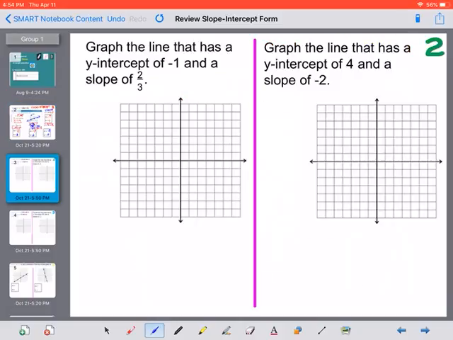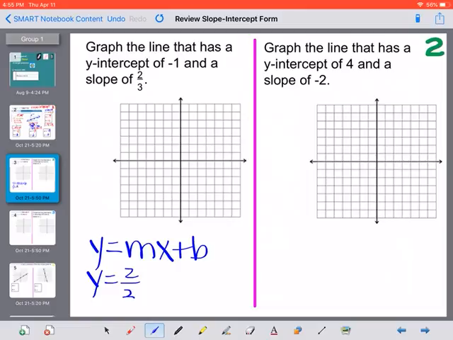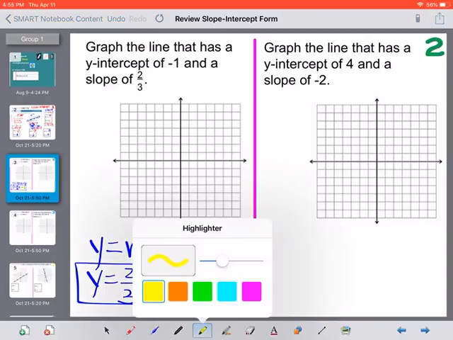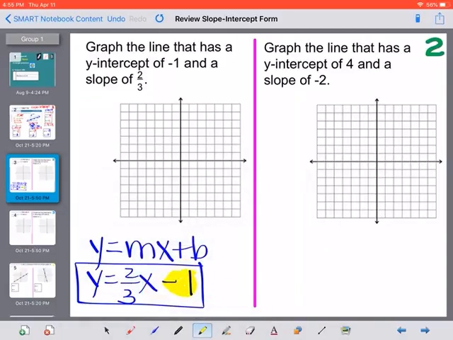Now we're going to graph some equations. It says graph a line that has a y-intercept of negative 1 and a slope of 2/3. I'm going to write this in the form y equals mx plus b as well. So m, our slope, is 2/3, so 2/3 x, and our y-intercept is negative 1, so it's minus 1. So we're beginning at negative 1 on our y-axis, right here.